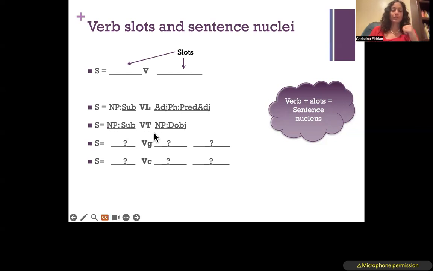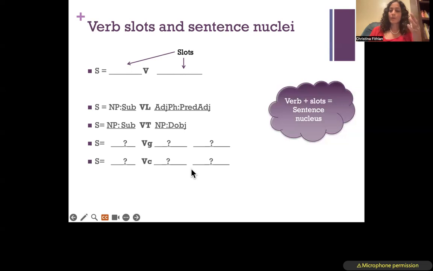With a VT, we're going to have a noun phrase subject before that VT, and then a noun phrase direct object after that. So we see two slots that are obligatory. Now you can think again of the VG and the VC, and you'll notice that we have something before, and then we have two things after, right? And so only VG and VC are going to fall into that paradigm. And I'll let you recall what those two slots are that need to be filled with the VG and the two slots that need to be filled with the VC.